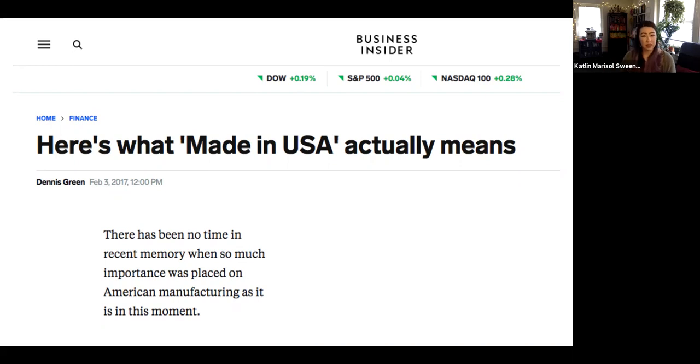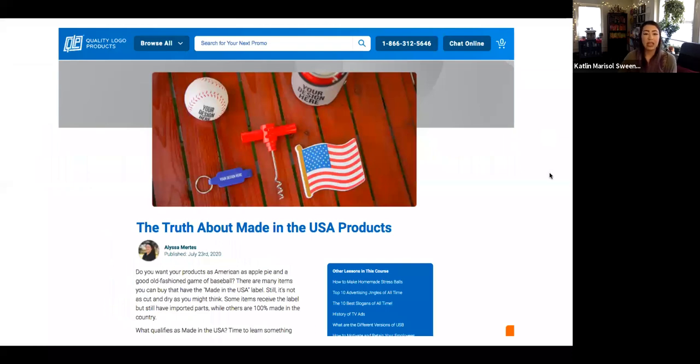We're looking here as a starting point, not as the end-all be-all. Okay. The second text you're looking at is The Truth About Made in the USA Products by Alyssa Mertes, and it's posted to Quality Logo Products. This was initially written in 2019 and then updated in 2020. It stays pretty much the same between that update, but in the syllabus, I still have it written as 2019.